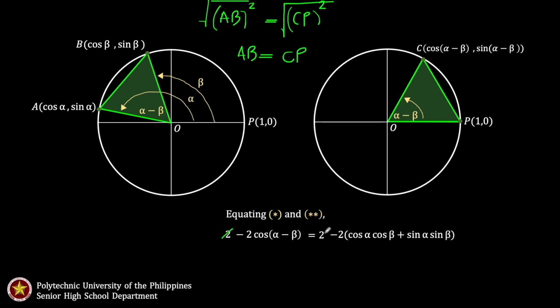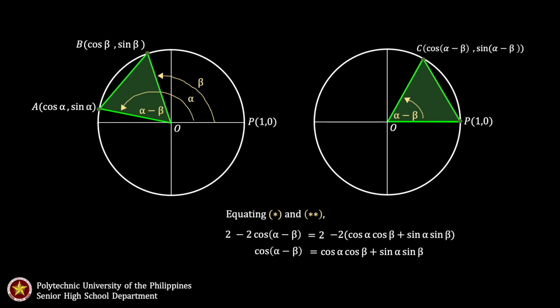The 2 on the left part and the 2 on the right part will cancel. And we divide by negative 2 both sides. The negative 2 will cancel. And that will give us cosine of alpha minus beta equals cosine alpha times cosine beta plus sine alpha times sine beta. And that is our formula number 4 under addition and subtraction formulas.